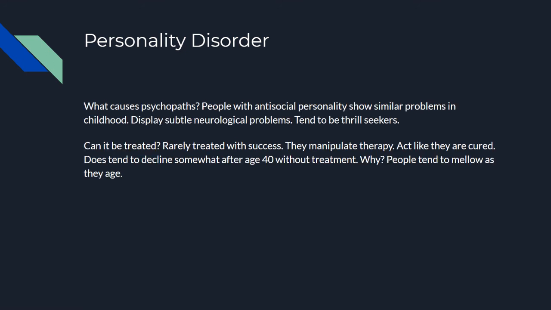What causes psychopaths? Typically, people with antisocial personality show similar problems in childhood. They display subtle neurological problems. For example, they have unusual brain wave patterns that suggest under-arousal of the brain. This could explain why psychopaths tend to be thrill seekers.